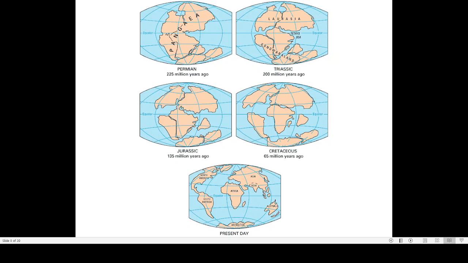So in the next class, we will be discussing the distribution of animals, and there are a lot of points regarding that. So this is regarding the origin of continents as well as plate tectonics, and you should know who Alfred Wegener is and what his contribution was.